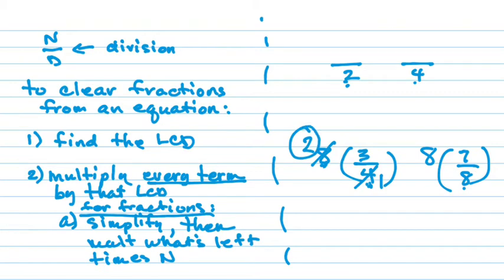So what's left to do in the numerator? 2 times 3, which gives you 6. So you've eliminated the fraction. Fraction is gone. Let's do this one. What's common to 8 and 8? 8. So they just divide away. What does that leave me with? 7.